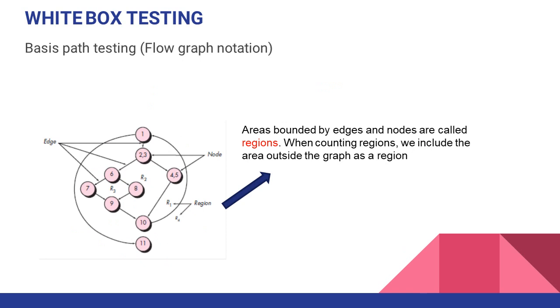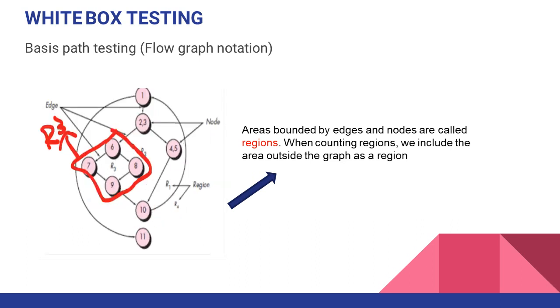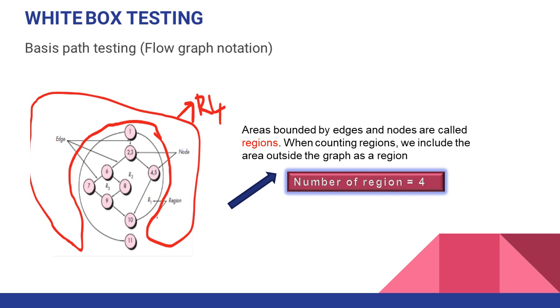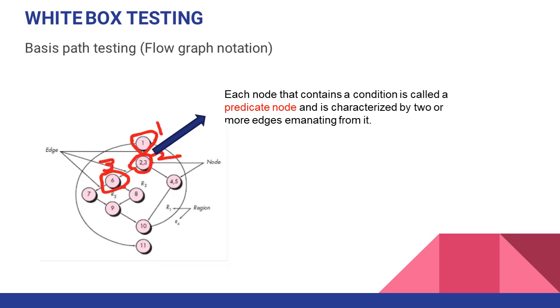Areas bounded by edges and nodes are called regions. When counting regions, you should include the area outside the graph as a region. So region 1, 2, 3 and the last one is the area outside the graph, R4. So totally we have 4 regions. Each node that contains a condition is called a predicate node, and it is characterized by 2 or more edges emanating from it. So here we have 1, 2, 3. Totally we have 3 predicate nodes.